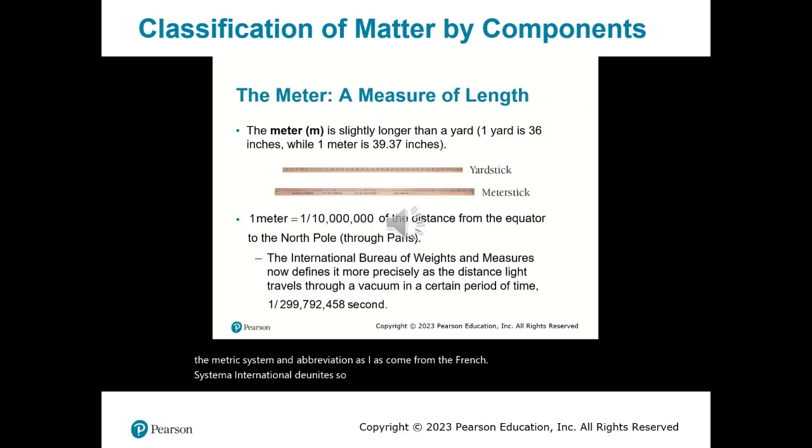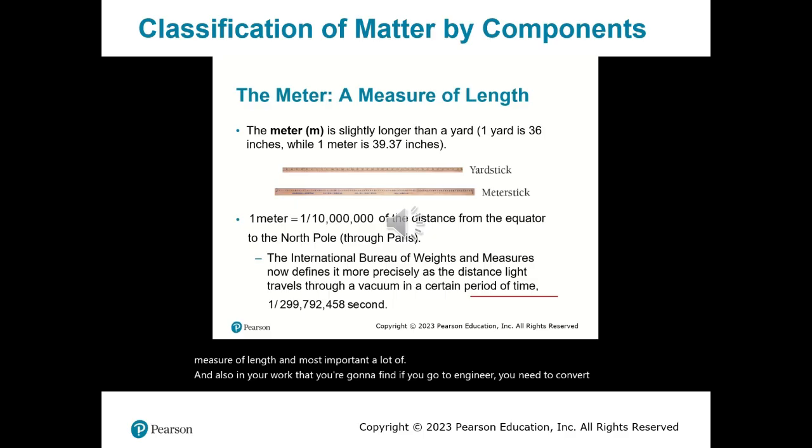So the meter, we know, is a measure of length, and it's important in a lot of problems, and also in your work if you become an engineer, you need to convert units. It's good to know that 1 meter was originally 1 divided by 10 million of the distance from the equator to the North Pole. The International Board of Weights and Measures now defines it more precisely as the distance light travels through a vacuum in a certain period of time. But this is not so important right now.